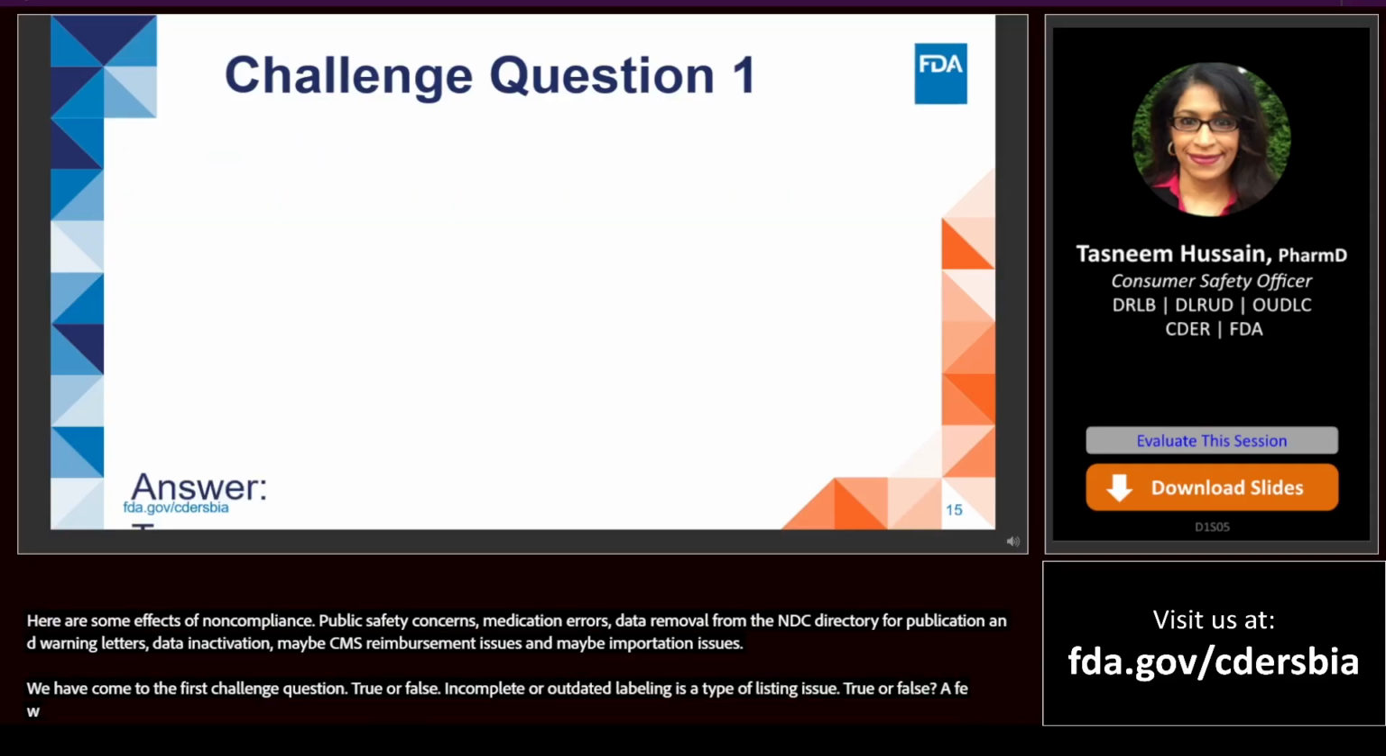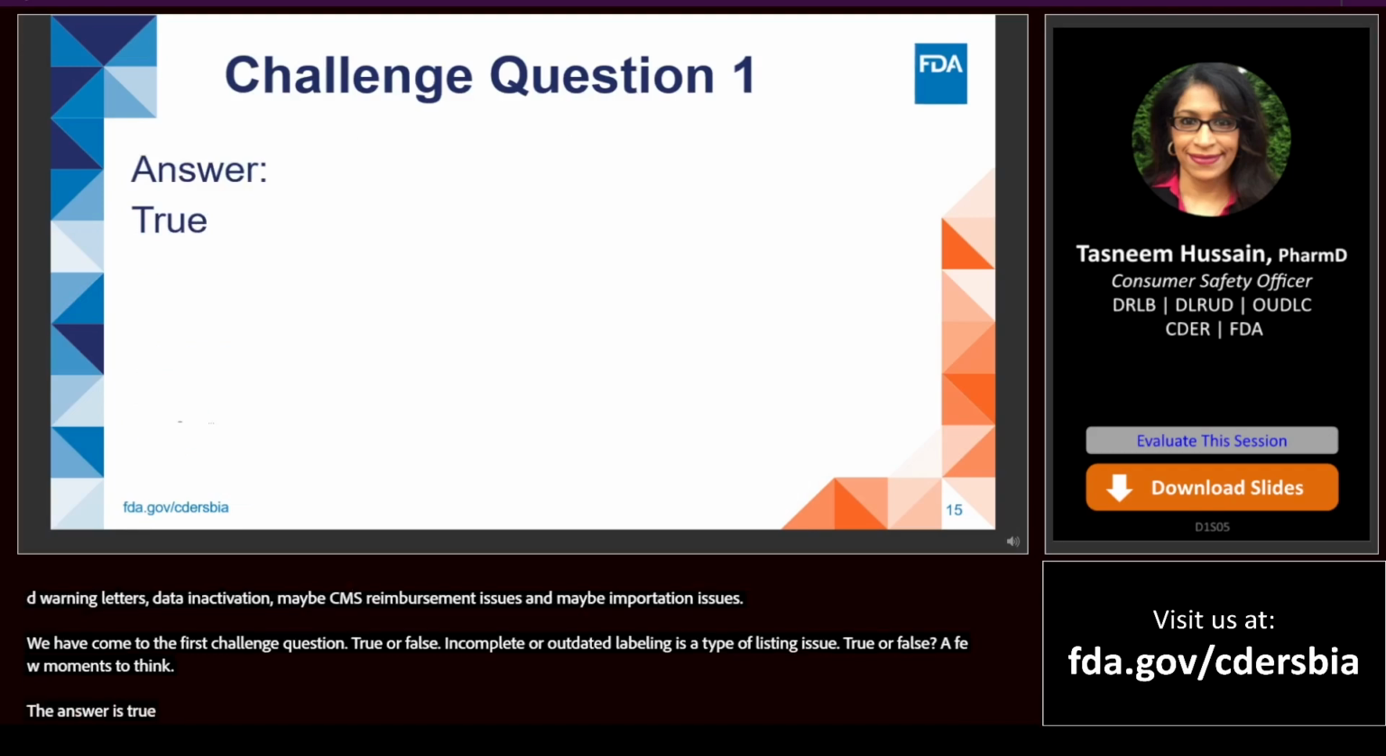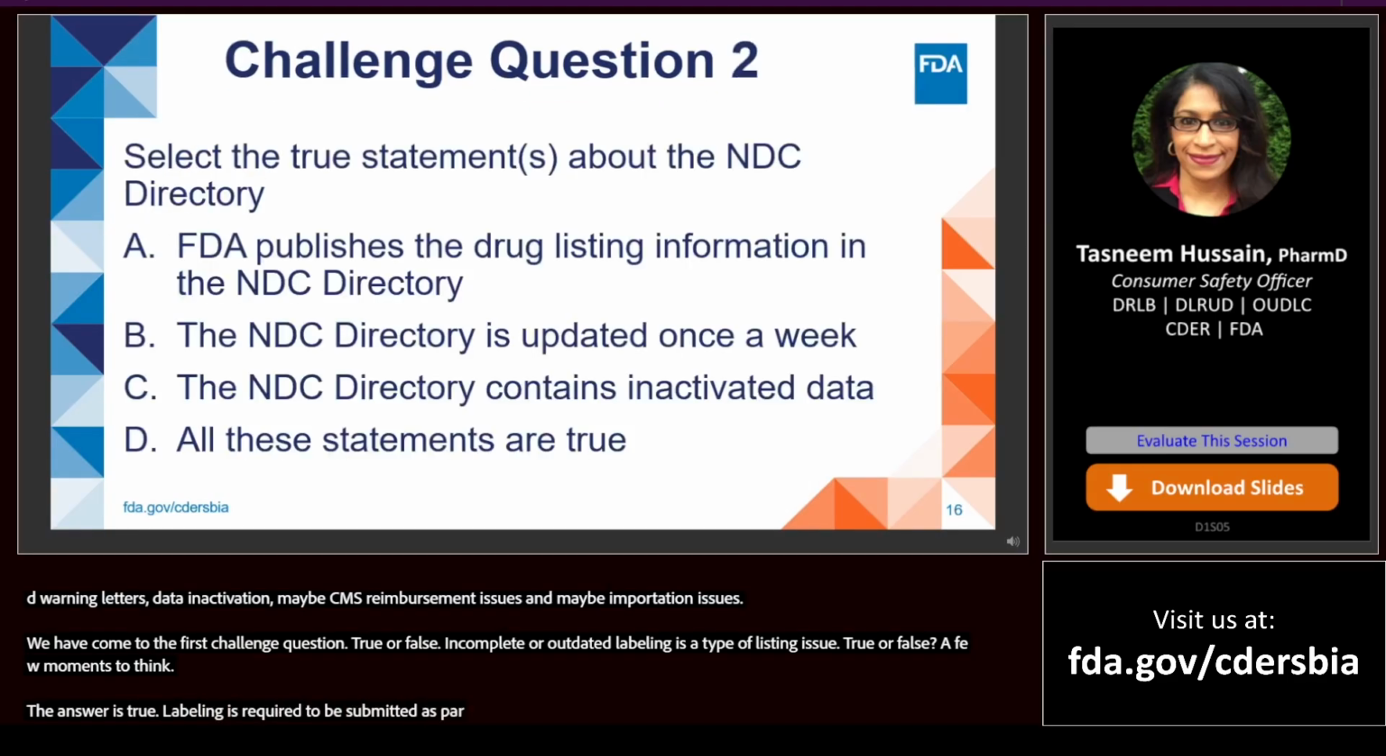So the answer to challenge question 1 is true. Labeling is required to be submitted as part of the drug listing requirements. Thus, it must be complete and current.